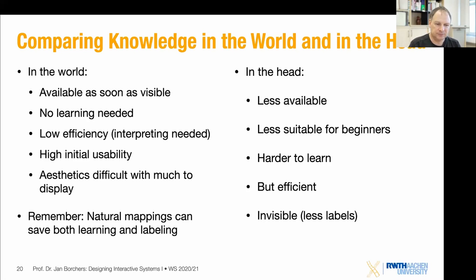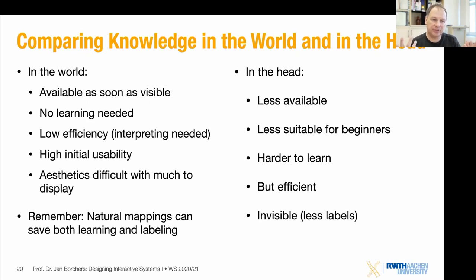And there's a third way out though, right? You may be able to actually use natural mappings and all the things that we've talked about in affordances, signifiers, etc. Signifiers are labels, but if you use natural mappings, for example, you may get around having to label things, and you save people both the learning effort and the external labeling. That's knowledge in the world and knowledge in the head.